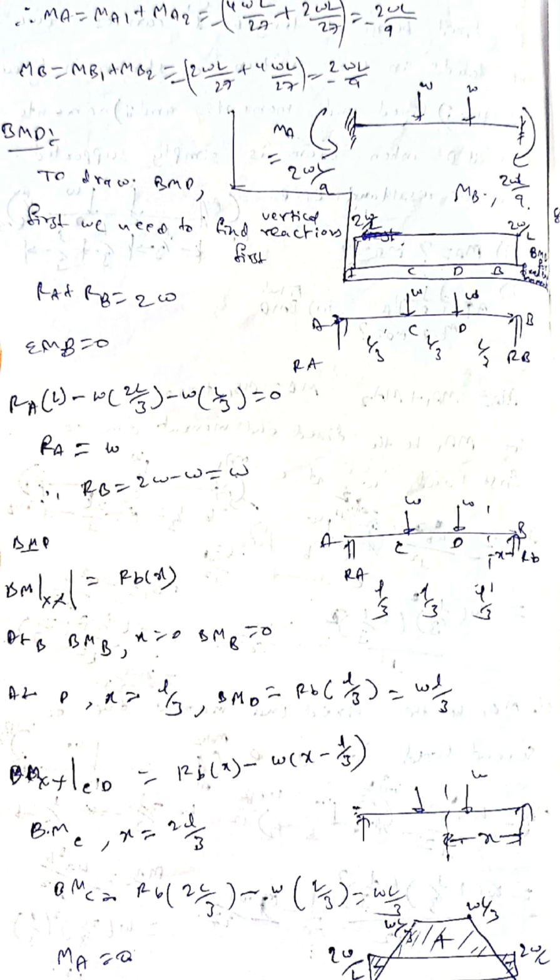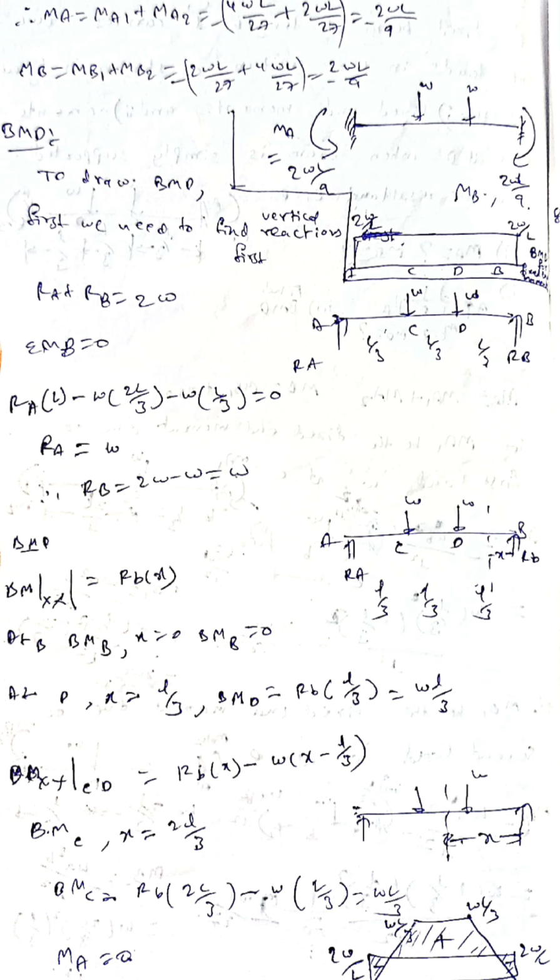So MA equal to MA1 plus MA2. Therefore, if we add minus 4WL by 27 and minus 2WL by 27, we will get minus 2WL by 9. So MB equal to MB1 plus MB2, we will get minus 2WL by 9. So this is the bending moment diagram for fixed end moments. You can see here a rectangle with 2WL by 9 at A and at B.